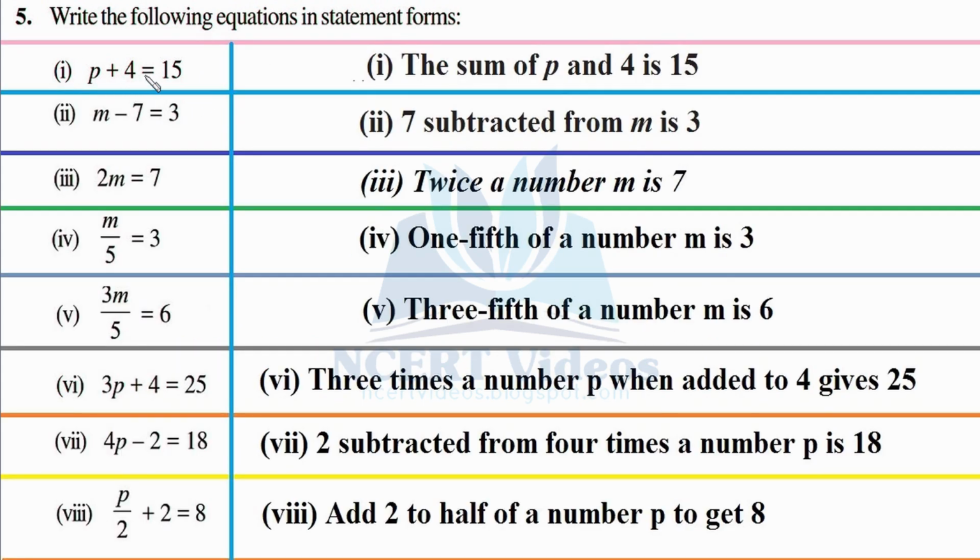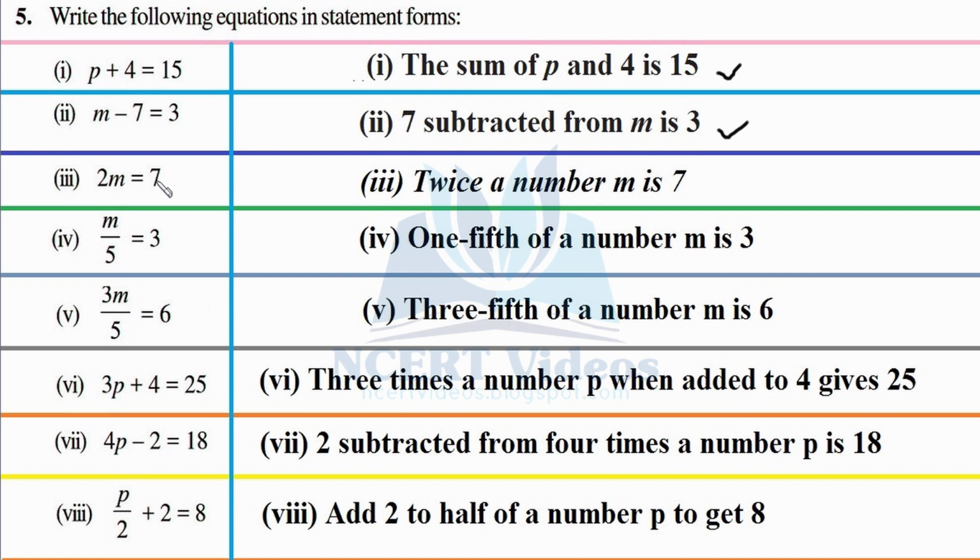Number first, p plus 4 equal 15. So what is happening? It is sum, it is addition. So you can say the sum of p and 4 gives you 15 or is 15. So therefore the sum of p and 4 is 15. Now second, m minus 7, it is subtraction. So what is getting subtracted from what? 7 is getting subtracted from m, not m getting subtracted. 7 subtracted from m is 3 or gives you 3. You can write 7 subtracted from m is 3.